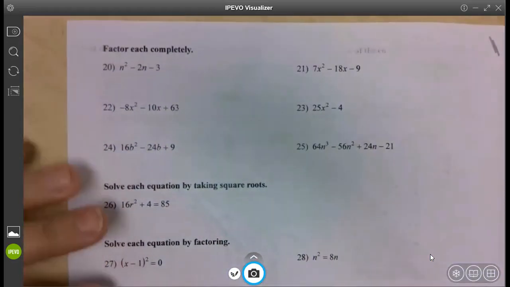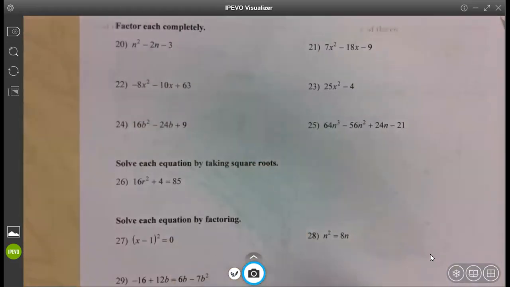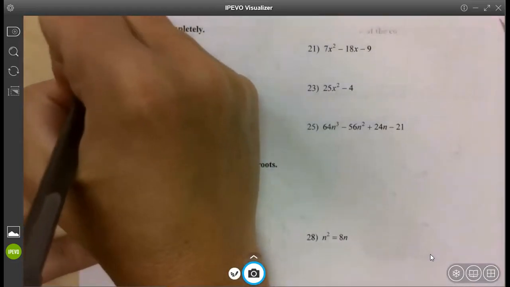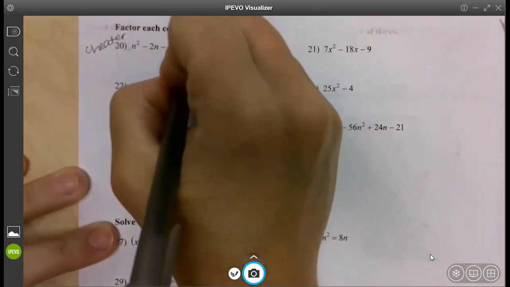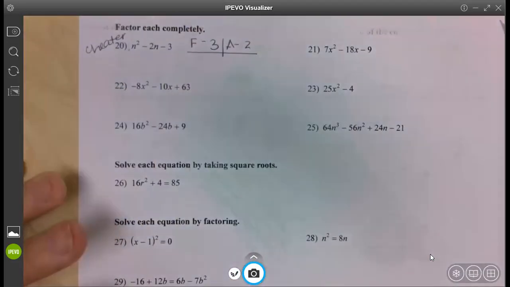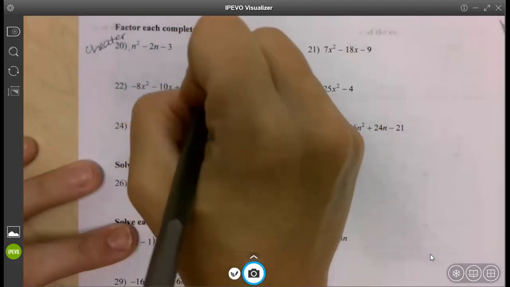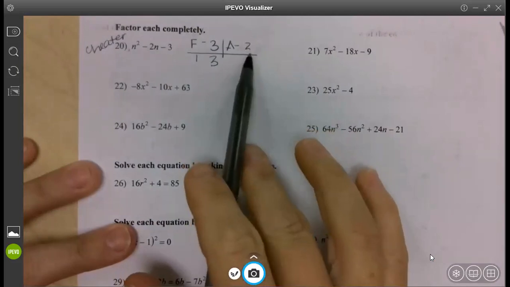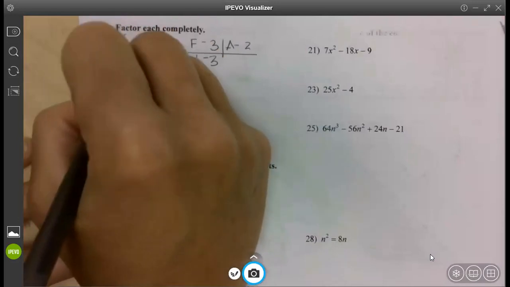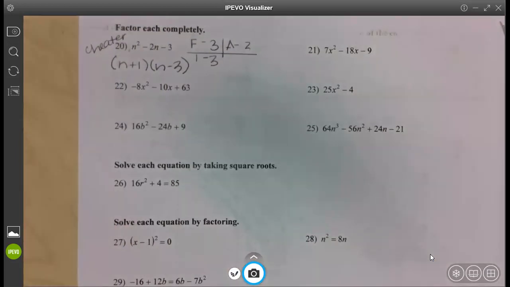On the next one, it says factor each completely again. We're going to look at the very first one. It's 3 terms. I'm going to go ahead and tell you there's no GCF. There's no number in front. So this one is cheater method. So we need factors of the last that add to the middle. Now, if this is non-calculator active, it's going to be a little bit harder. We need to find our factors of 3. It's going to be 1 and 3. How do I get a -2? The bigger one has to be negative. So your factors are n and a +1, n and a -3. That's it.